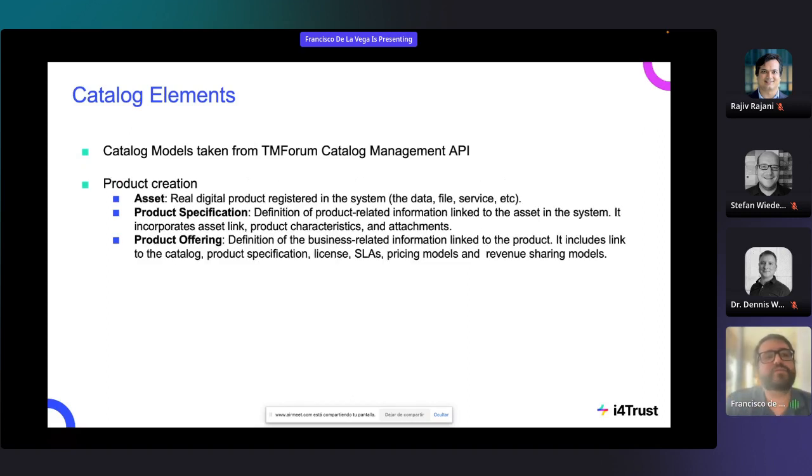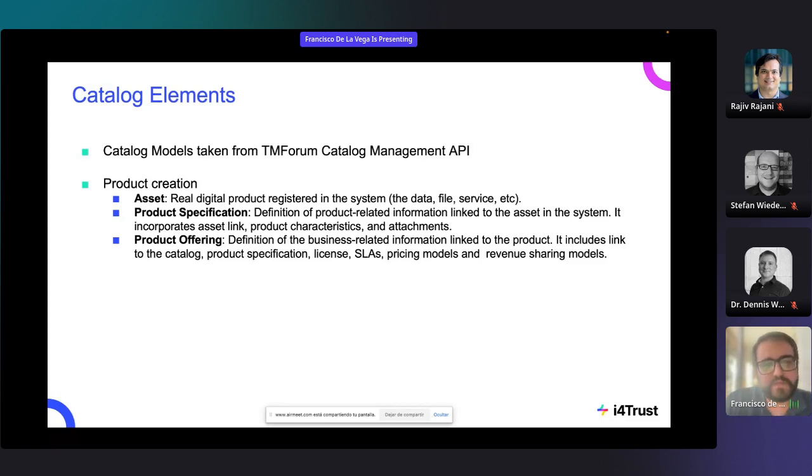Okay, in addition to this product classification of elements, the TM Forum Catalog Management API is providing everything that is related with the product creation. So, on the one hand, we have to know which is the asset. This asset is not part of the TM Forum. The asset is the real digital product that you are going to register in the system. That's it, the data, the file, the service, and its metadata. And then the objects managed by the TM Forum are the product specification and the product offering.